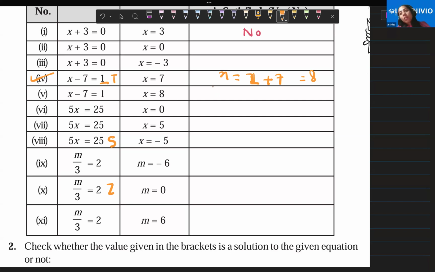So your way of solving is correct. Just you've written 1 as 7. So that's the correction you should make.